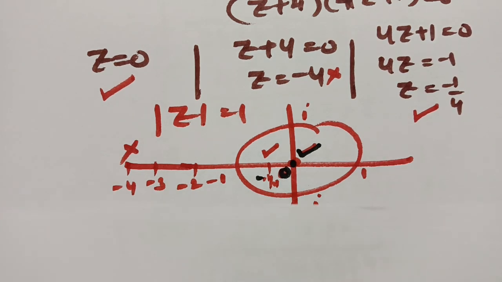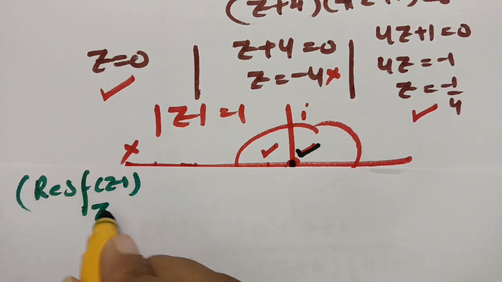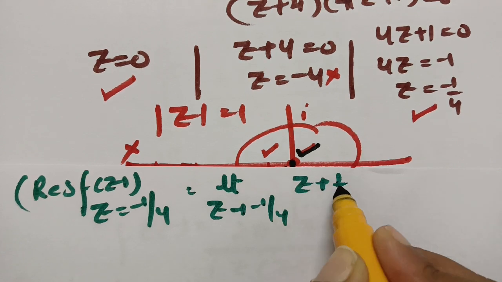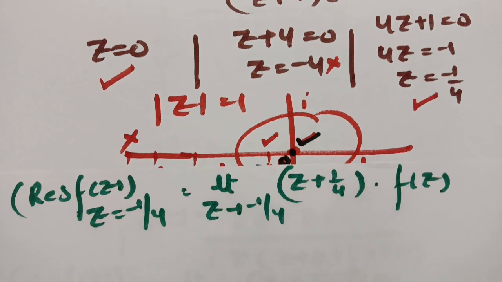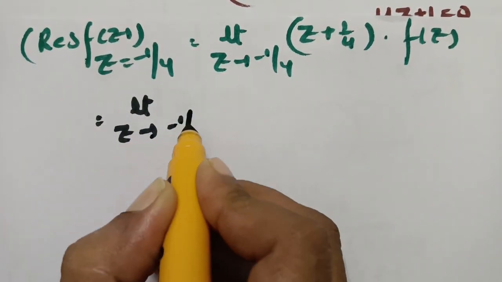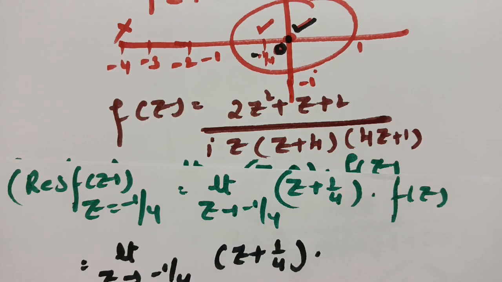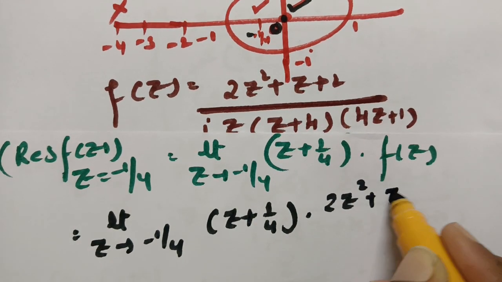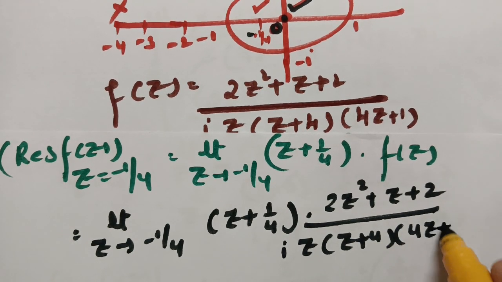So for finding the residue of f(z) at the pole z equal to minus 1 by 4, this is the limit as z tends to minus 1 by 4 of (z plus 1 by 4) into f(z). Clear? And now see here, what is our f(z) value? f(z) is 2z square plus z plus 2 by i times z into (z plus 4) into (4z plus 1).